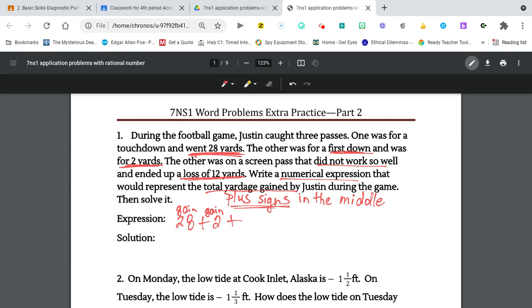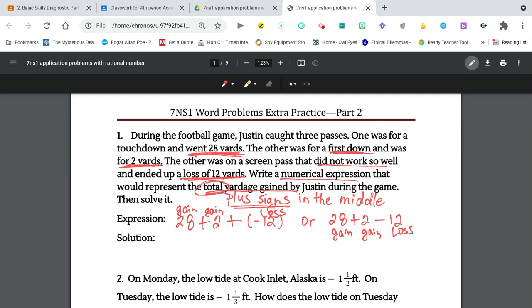Plus, because I'm using plus signs because it says total, there was a loss of 12 yards. Well, I cannot put plus 12 because if I put plus 12, it's going to represent a gain of 12. So I'm going to have to put plus negative 12. So this part represents a loss of 12. Okay. There is also another way you could have written this. You could have gone with 28 plus 2, and plus negative is the same as just subtracting 12. This is still a gain, and if you subtract 12, it's still a loss.